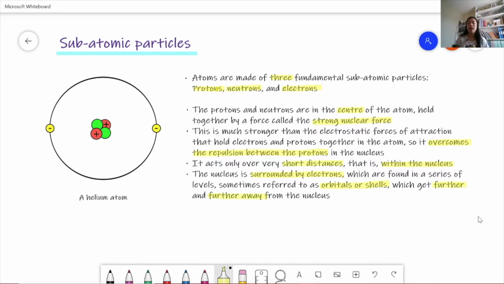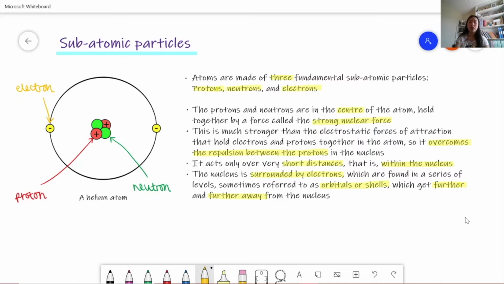Looking at this example of a helium atom, here we have a proton, a positively charged subatomic particle which is found in the nucleus. This green one here is a neutron because it's also found in the nucleus, but it doesn't have a charge. And the yellow one is our electron, because it's in a shell or an orbital around this nucleus.